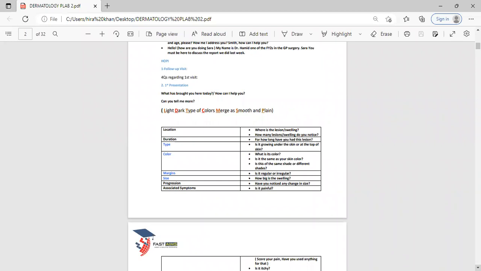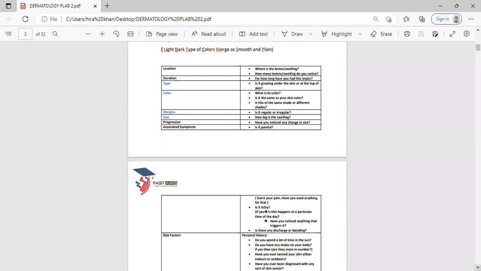And then ask about the margins. Clara, are the margins regular or irregular? How big is the swelling? Can you please tell me, is it the size of a coin or is it something larger, the size of a cup? Can you please let me know the size of the swelling or the size of the lesion? And then progression. Have you noticed any change in size, color, shape in these recent years or in these recent days? And then ask about the associated symptoms. So what are associated symptoms? Like there could be itchiness, there could be any discharge, any bleeding.